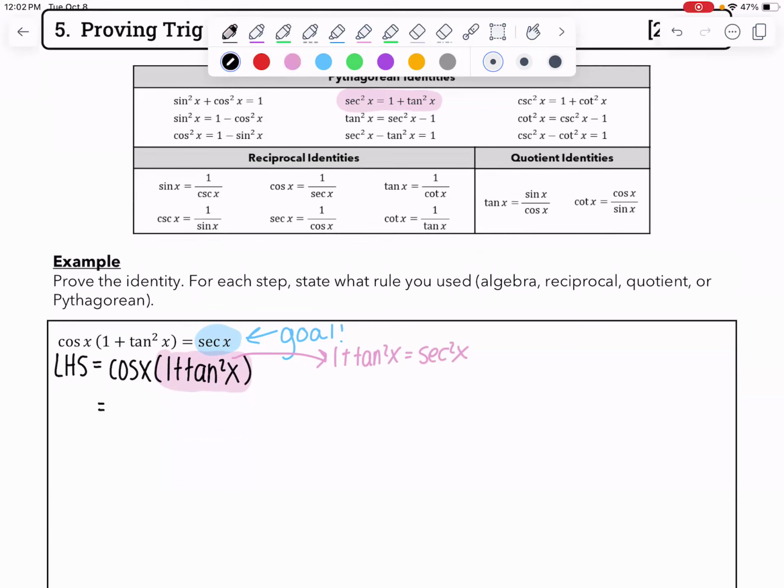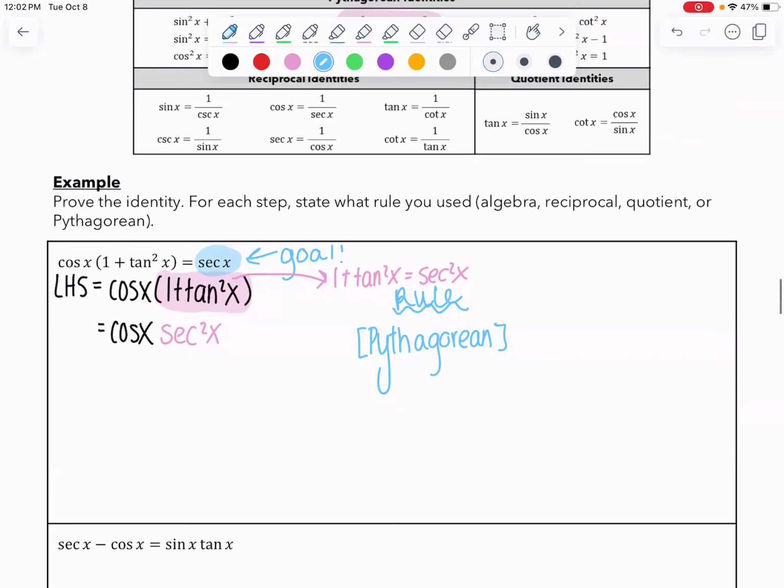So I'm going to make that replacement. We're going to leave cosine x alone. And then we're changing 1 plus tangent squared x into secant squared x. The rule that we used was a Pythagorean identity. So I'm going to be listing the rules over here on the right side. All right, the goal is for this to turn into secant x. And so I know some canceling needs to happen because that's not there yet.